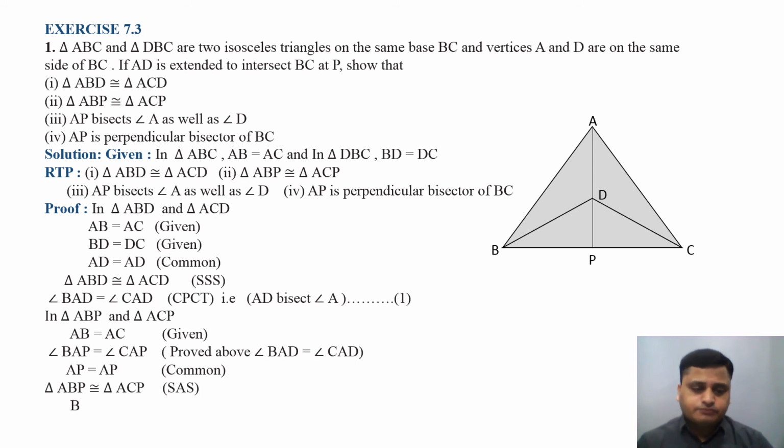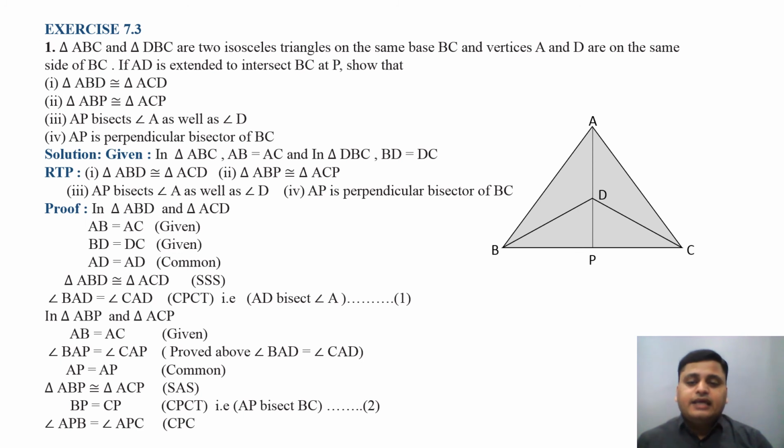Okay, so by CPCT what can we say? That BP is equal to PC. CPCT, it means that AP bisects BC. BP is equal to PC means AP bisects BC, and we will call this equation number 2. Also we will write angle APB is equal to angle APC by CPCT.